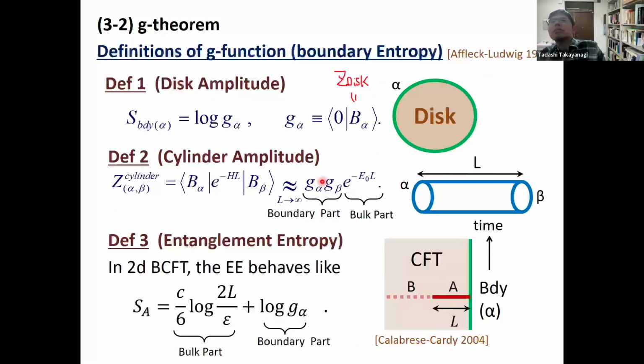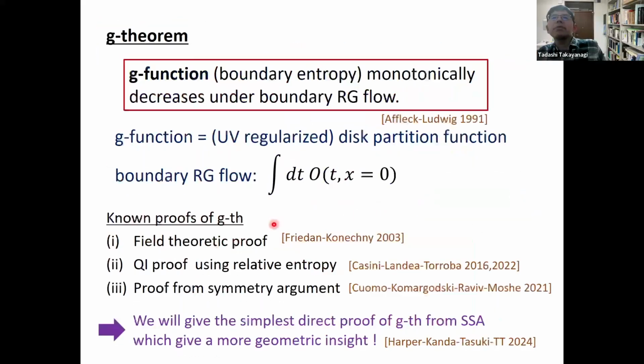And actually, there are several proofs of this theorem. It was proven by field theoretic methods, and also using relative entropy, Casini, Salazar Landea and Torroba proved this theorem in a quantum information theoretical way. But what I would like to give here is a simpler one, just using strong subadditivity.